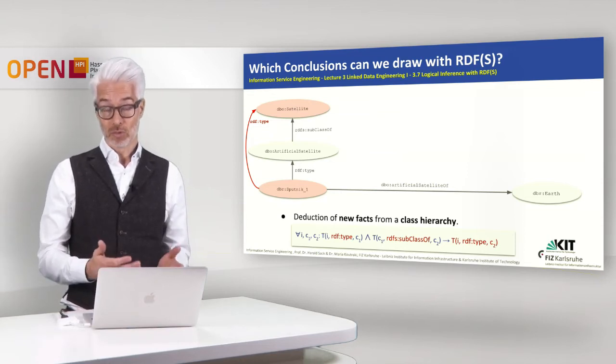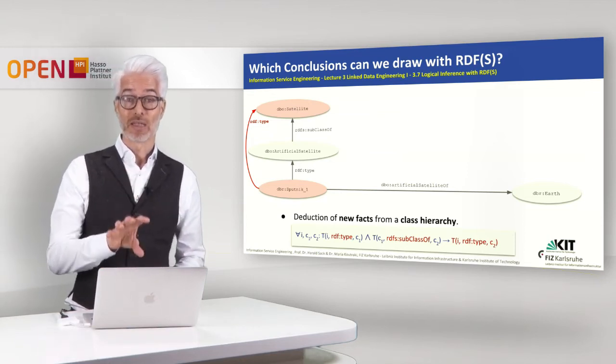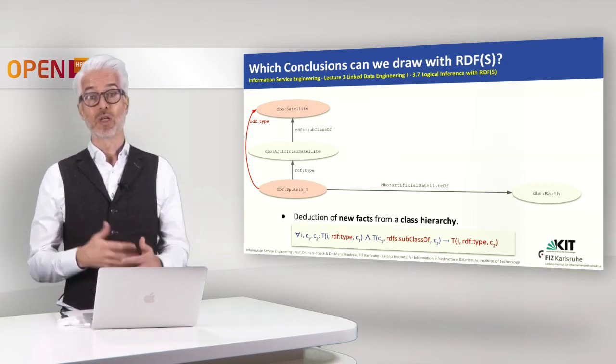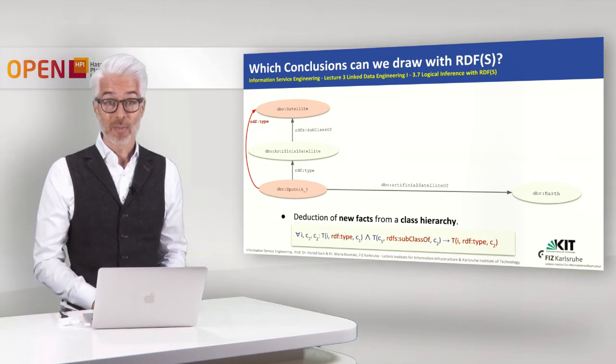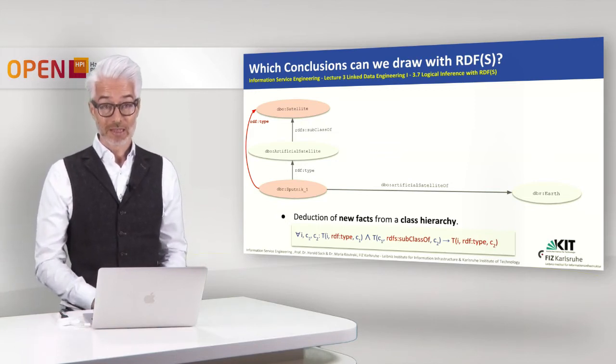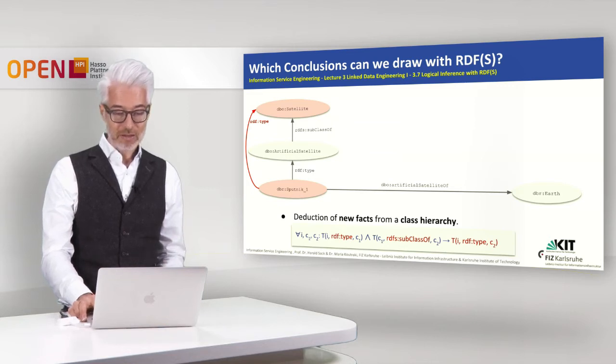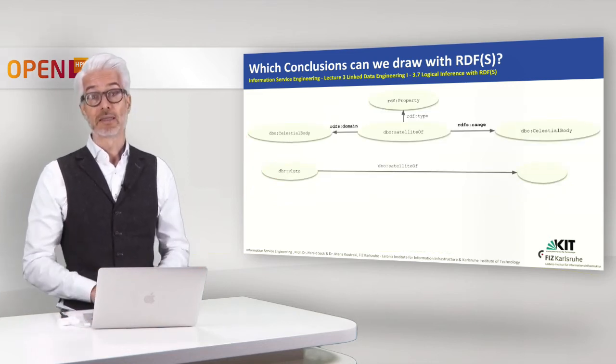So this is a simple rule which states what is the semantic exactly of the type and the subclass relation, and what kind of inferences am I allowed to draw from exactly that property. So this is clearly simple. Let's look at another example.